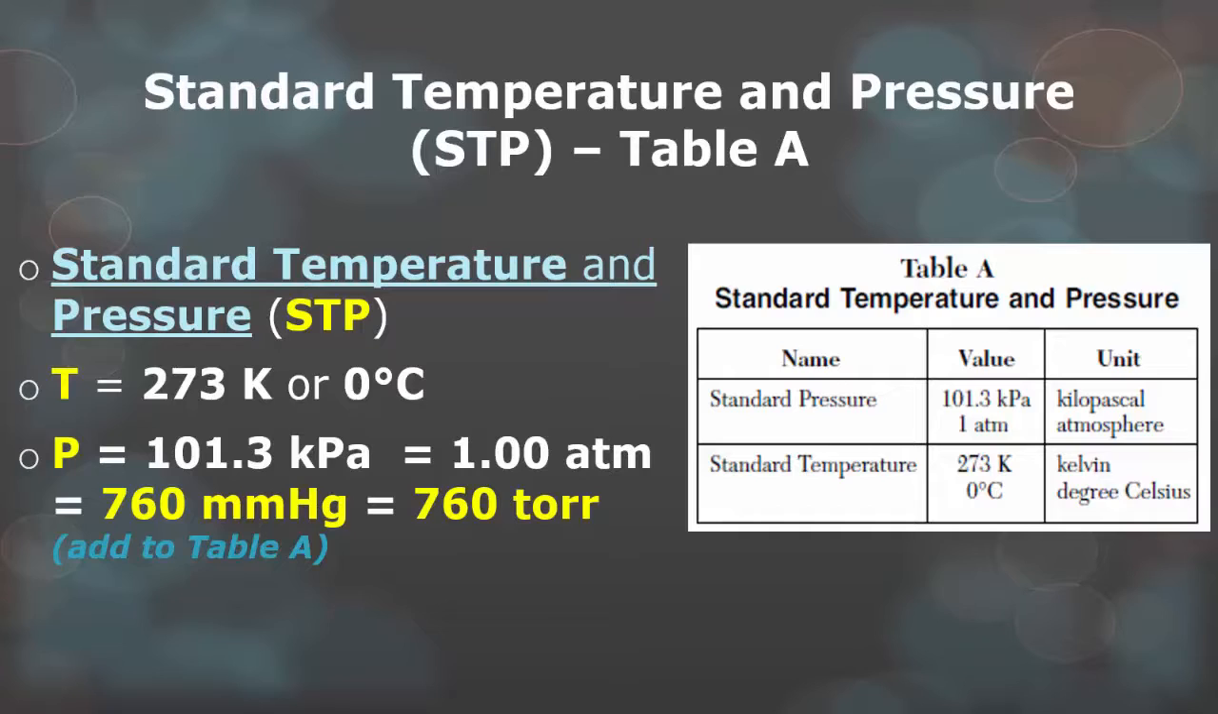On Table A, please add, next to standard pressure, that 1 atmosphere is also equal to 760 millimeters of mercury, which is mmHg, and that 1 atmosphere is equal to 760 torr. These are going to be the 4 different pressure units that we are using in the gas laws chapter.